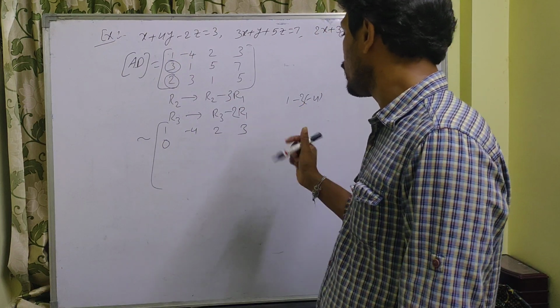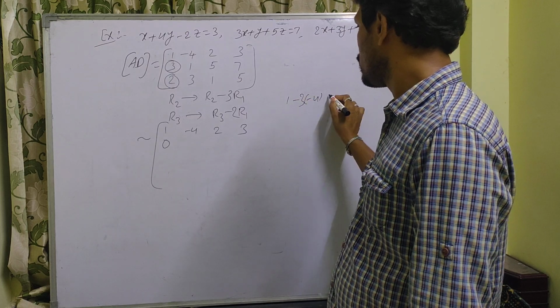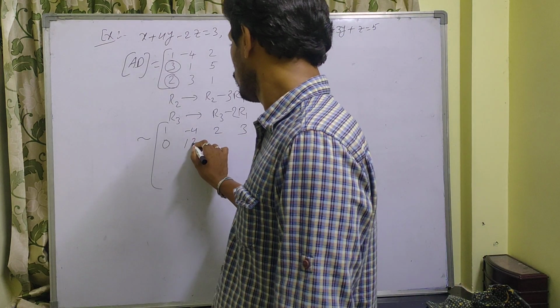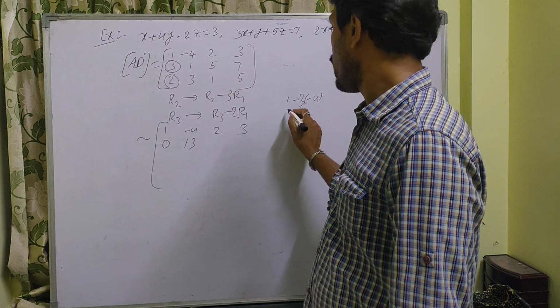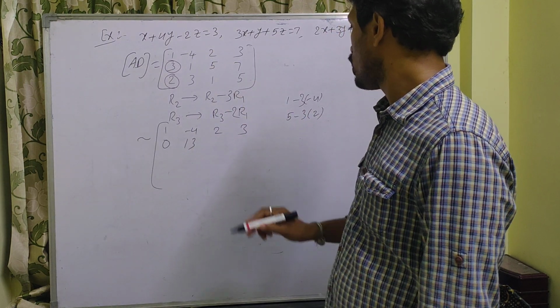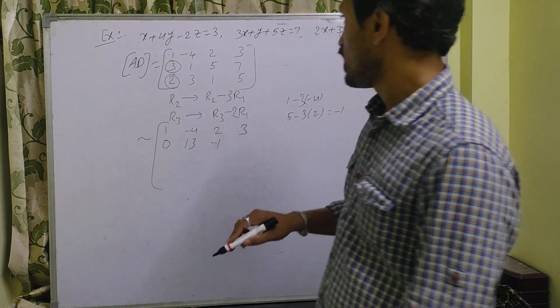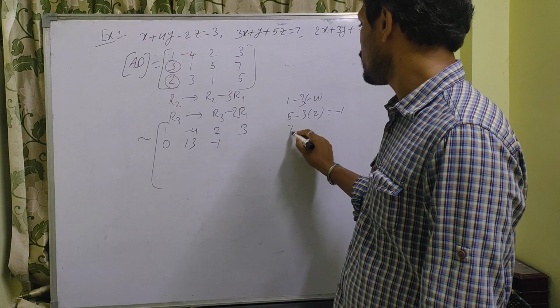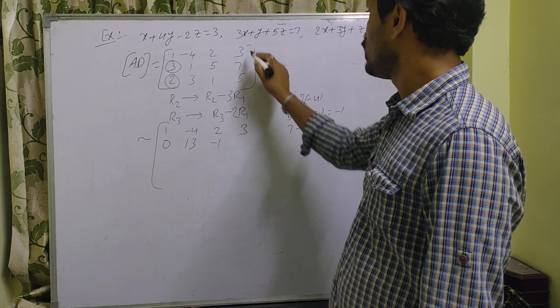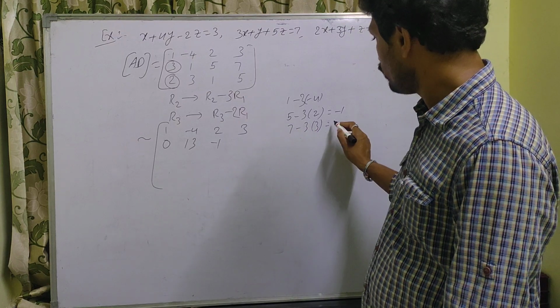That is, 3 4s are 12, 5 minus 12, that is minus 7. Next one, minus 2 minus 3 into minus 2... So 5 minus 3 into 2, that is 5 minus 6, which is minus 1. Next, 7 minus 3 into 3. 3 3s are 9. 7 minus 9, minus 2.